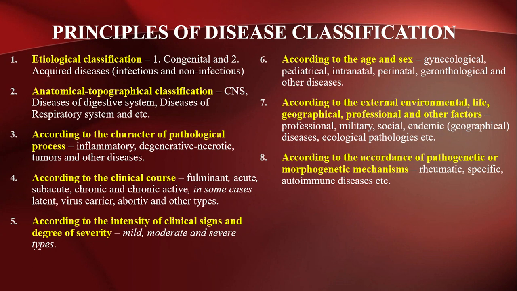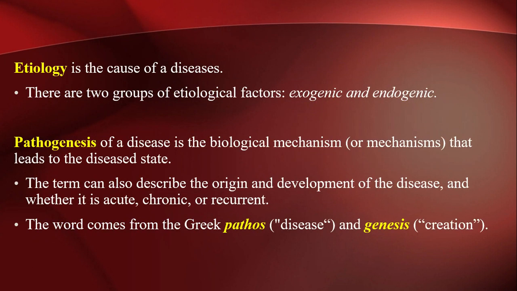According to external environmental, life, geographical, professional, and other factors, there are professional, military, social, and endemic diseases, ecological pathologies, etc. According to pathogenetic or morphogenetic mechanisms, there are rheumatic diseases, specific diseases, autoimmune diseases, etc. Etiology is the cause of a disease; there are two groups of etiological factors, exogenic and endogenic. Pathogenesis of a disease is the biological mechanism or mechanisms that lead to the disease state. The term can also describe the origin and development of the disease and whether it is acute, chronic, or recurrent.